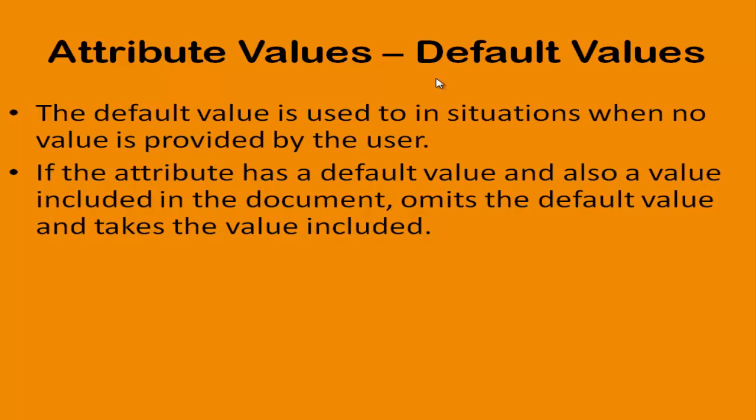If the attribute has a default value and also a value included in the document, then this particular default value will be omitted and it takes the value which is included inside the document. So you must be very careful with this. When you provide both the default value as well as your own value, instead of the default value, the default value will not be taken. Instead, it takes the value which is provided by yourself.